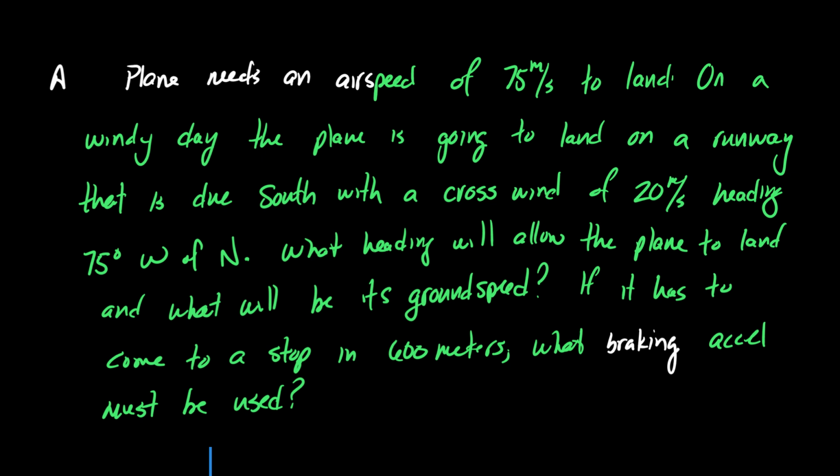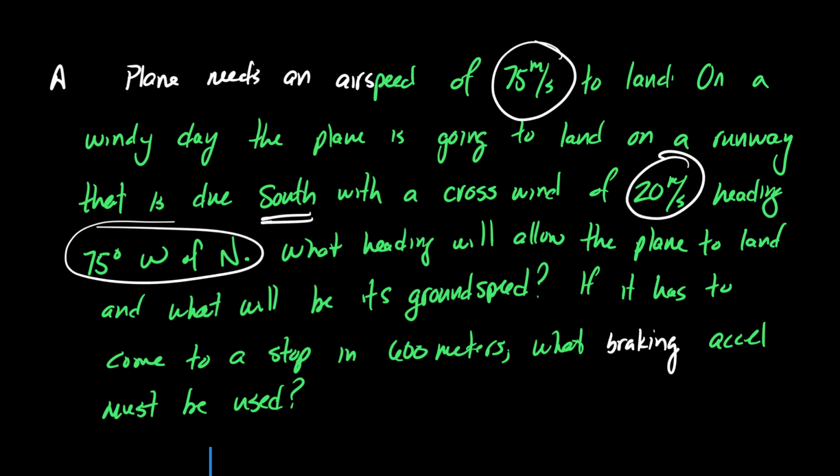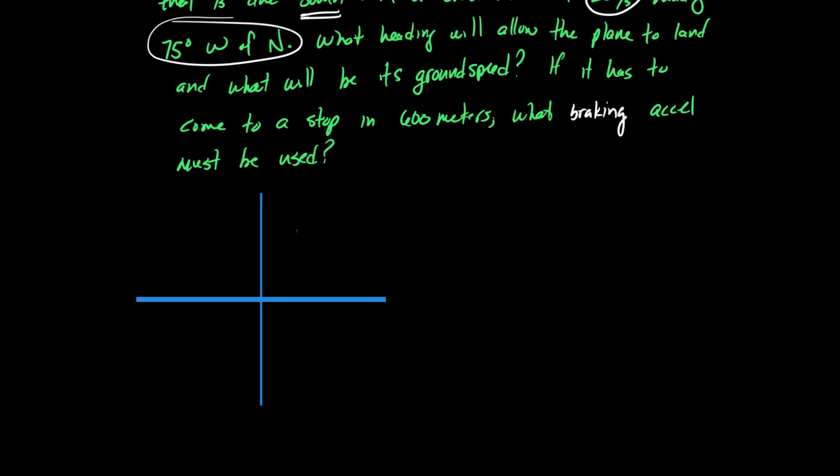It says a plane needs an airspeed of 75 meters per second. That's the airspeed of the plane. To land on a windy day. The plane is going to land on a runway that is due south. So I need the resultant vector to be due south, no x component, only y components. With a crosswind of 20 meters per second, heading 75 degrees west of north. And then I have a collection of questions. What's ground speed? What's the angle? Heading of the plane, and what is the braking acceleration of the plane?